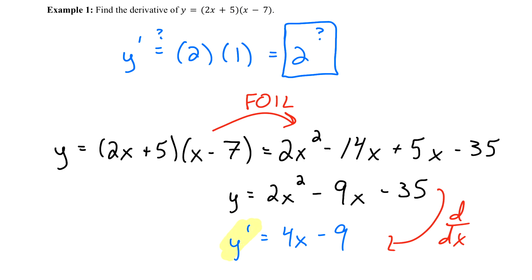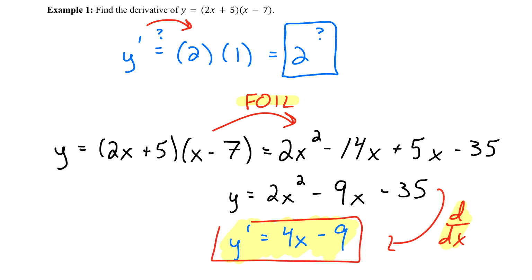Well, here I ended up with a derivative of 4x minus 9. I know that's the derivative because I didn't do anything math questionable. All I did was FOIL and then take the derivative. Up here we said, boy, it would be really nice if the derivative worked that way. And, well, we should get the same derivative in either case.